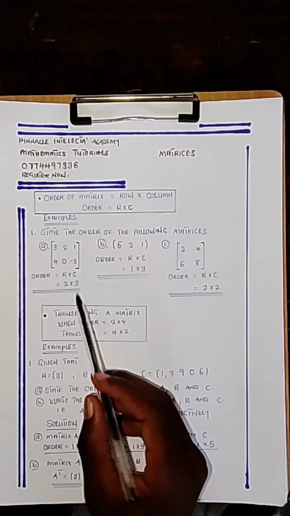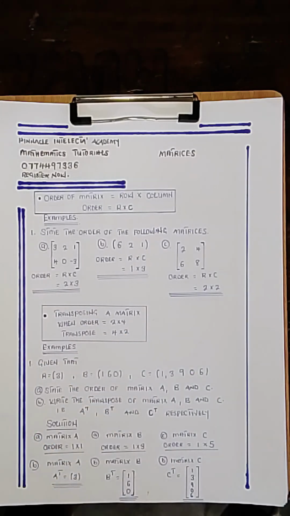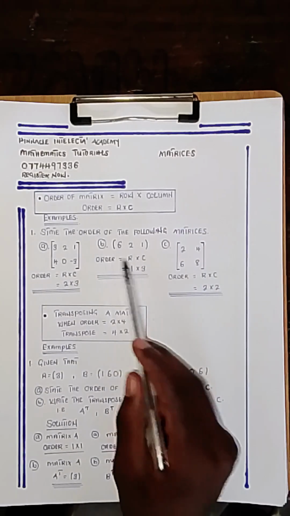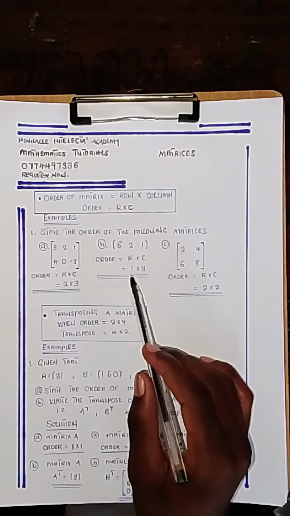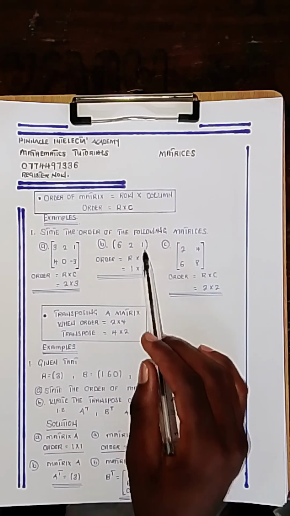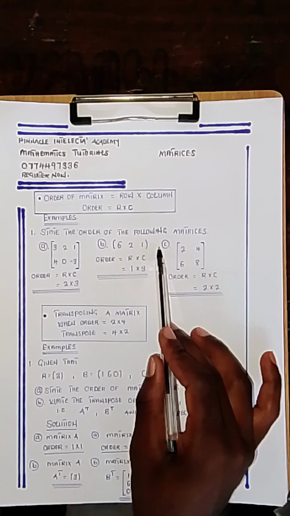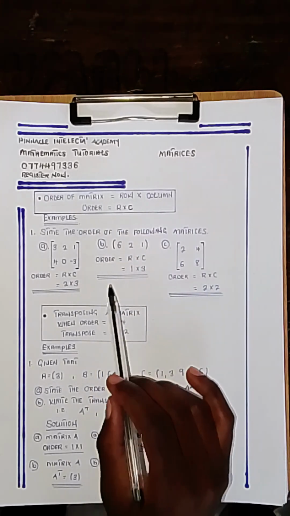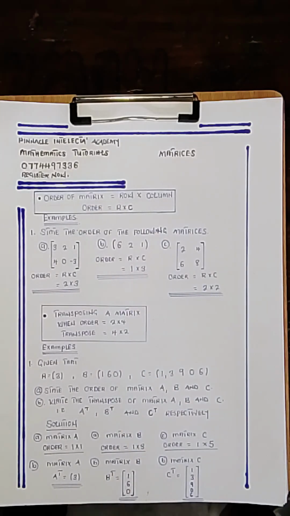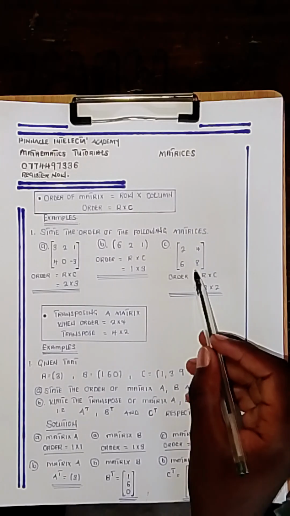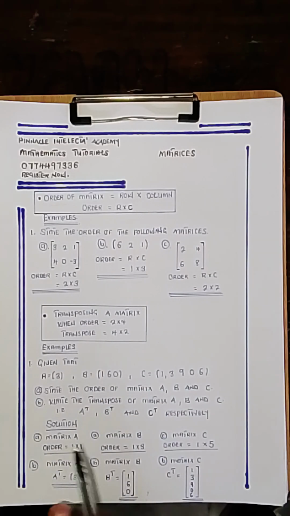You don't say 2 by 3 is equal to 6. No, you don't multiply. You just state the order, and that's all. So for B, we are stating the order for this matrix, which is 6, 2, 1. What is its order? We just have 1 row and 3 columns, so the order is 1 by 3. And for this one, we have 2 rows and 2 columns, so the order is 2 by 2.